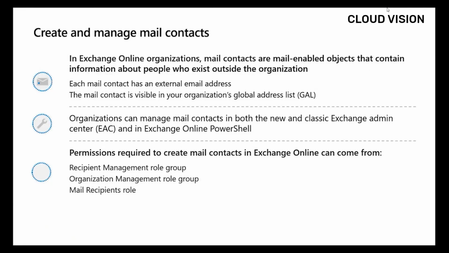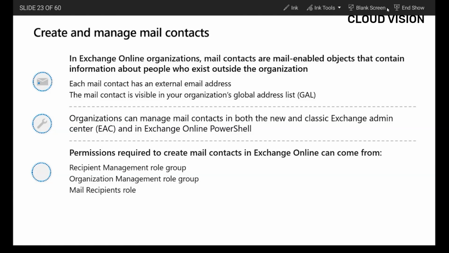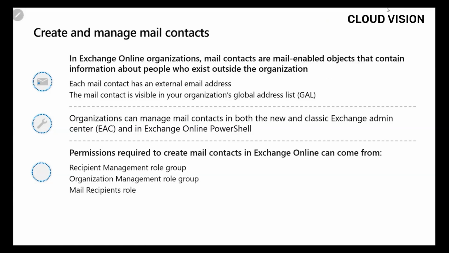Now, we also have an option of adding external contacts in your Exchange Online environment as mail contacts. All of your recipients are automatically added into an Exchange Online address book called the global address list, which is nothing but a list of all the recipients that are part of your organization.